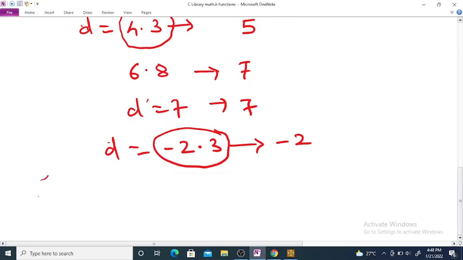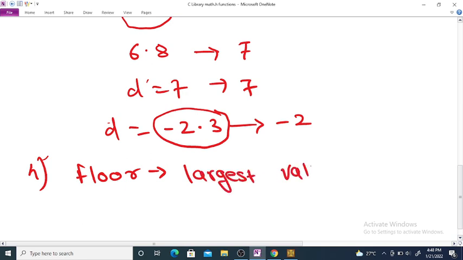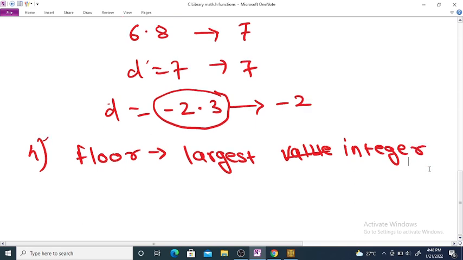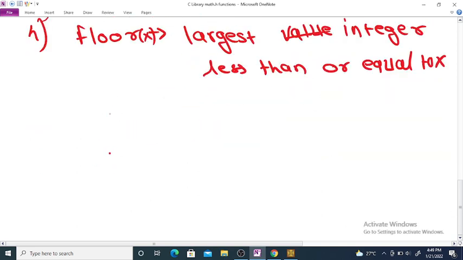Similarly, the next mathematical function included in the header file math.h, number 4, is the floor function. This function returns the largest integer value less than or equal to x. Suppose you enter x is equal to 4.3. The largest integer which is less than 4.3 is 4.